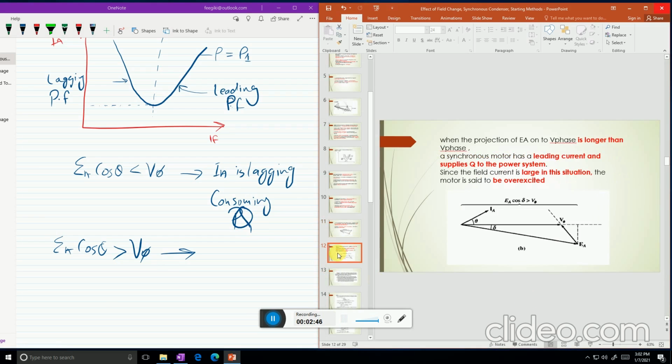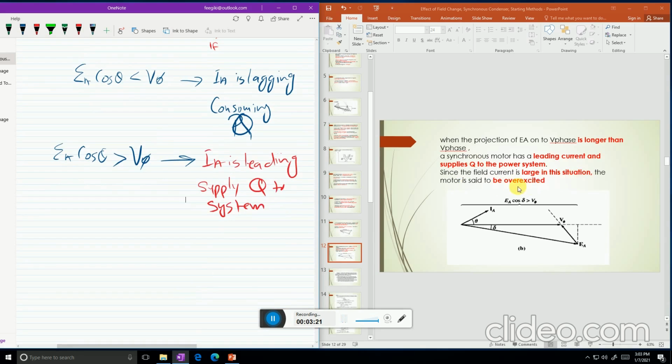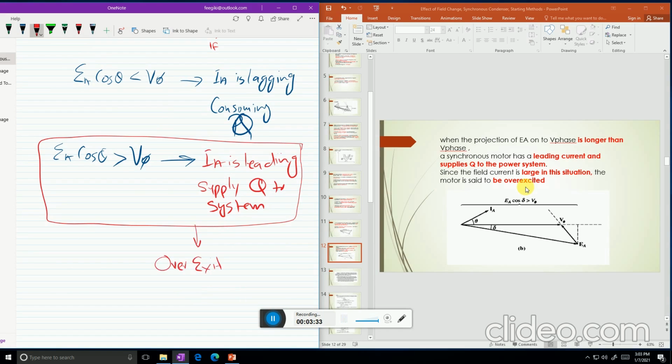In the next case, you can see that when EA projection on V phase is greater than V phase, then IA is leading, and the motor is delivering or supplying reactive power to the system. In this condition the motor is said to be overexcited. So when we run the motor in the overexcited condition, its value of IF is high, and when IF is high, IA is leading and the motor is supplying reactive power to the system.